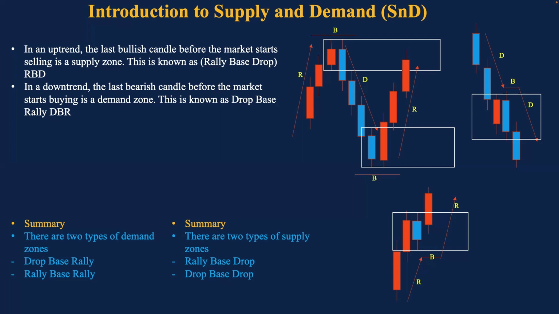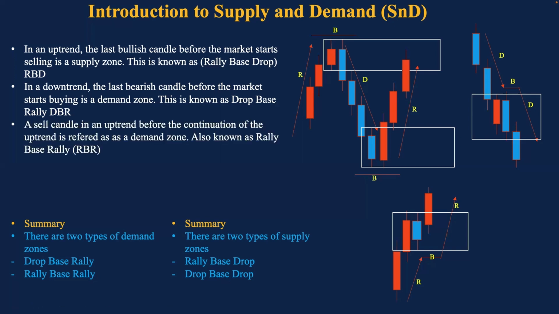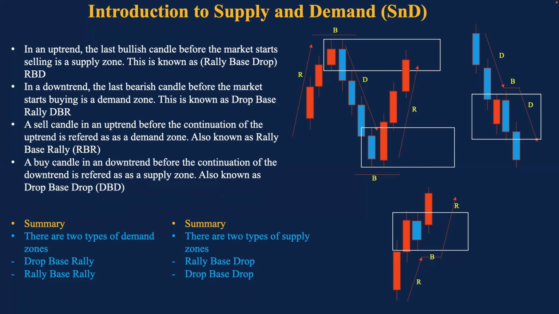So that is a bit of supply and demand. There are two types of supply zones: the rally-base-drop and the drop-base-drop. And there are two types of demand zones: the drop-base-rally and the rally-base-rally. That's easy to understand looking at the example, but that's not the main thing. So now let's go to the engulfing.